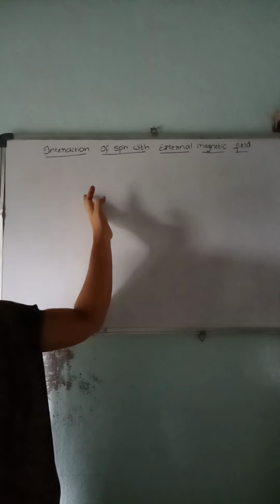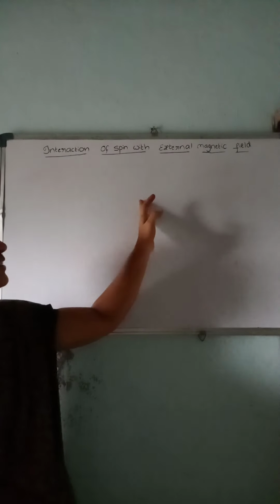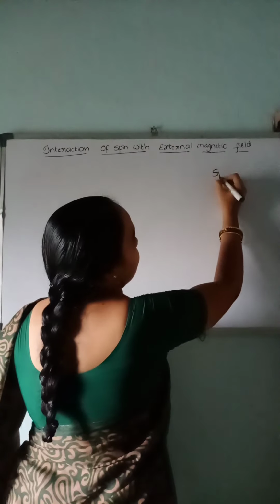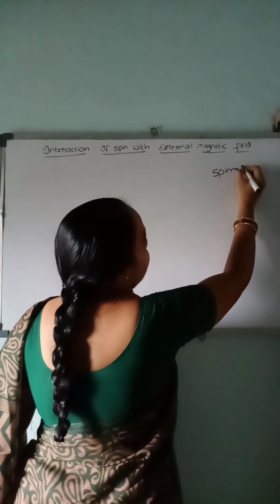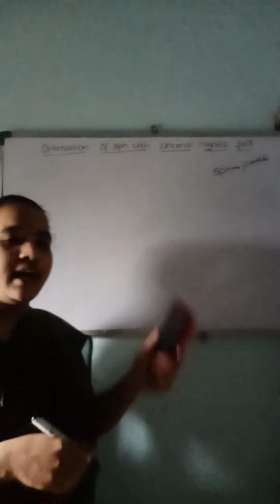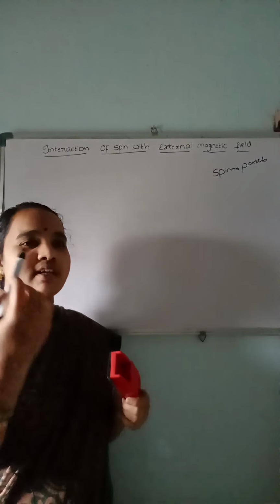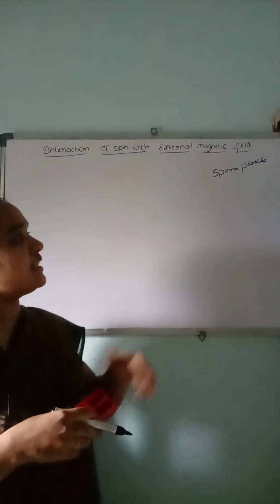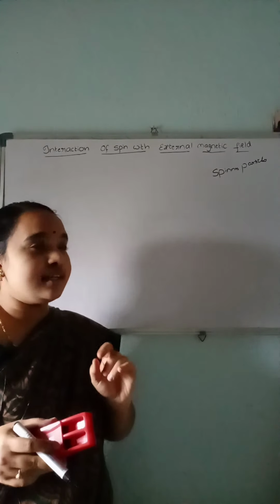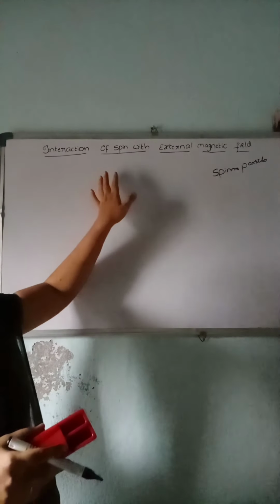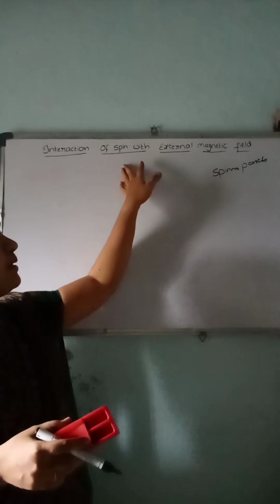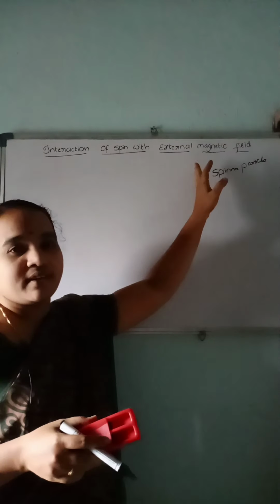Today we are going to discuss the interaction of spin with an external magnetic field. In the previous classes we discussed spinning particles. Spinning particles means that in the atom, electrons as well as the nucleus spin around their own axis. That is, the electron has spin and the nucleons also possess a spin value. Our aim is to know the nature of the spinning particles by their interaction with an external magnetic field.